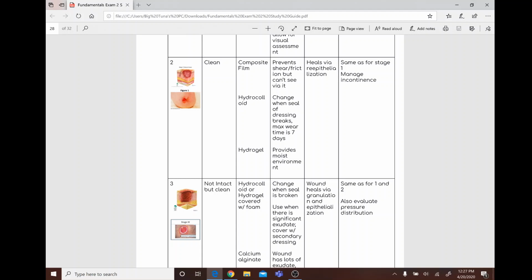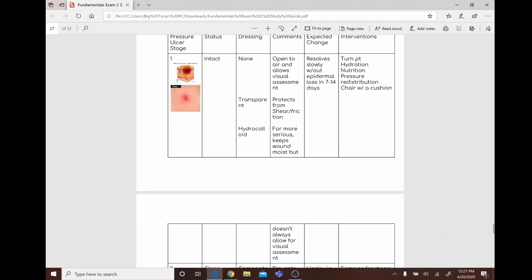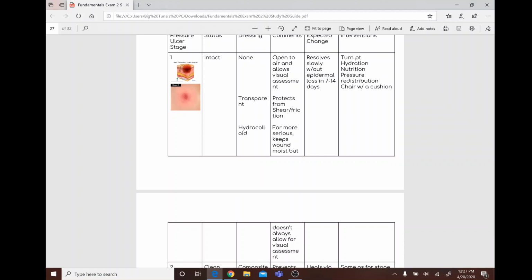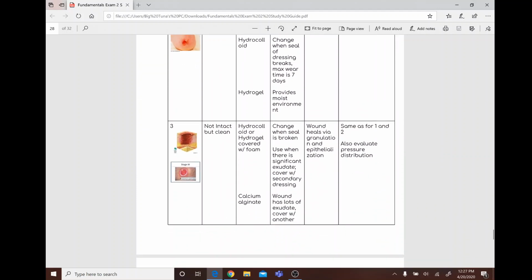What is the expected change to a stage 2 ulcer? Heals via reepithelialization. What are some of the interventions for stage 2 ulcer? Turn patient, hydration, nutrition, pressure redistribution, chair with the cushion, and then manage incontinence.